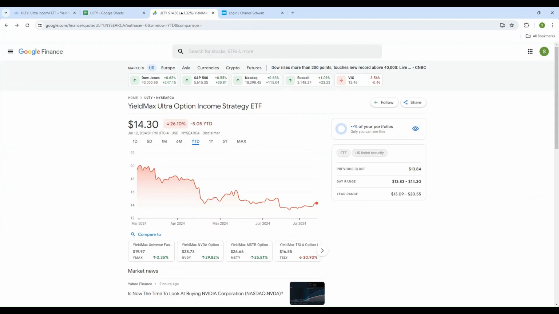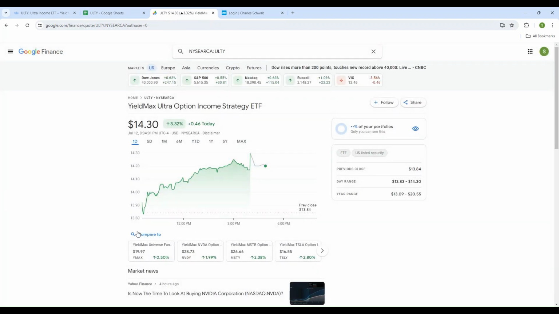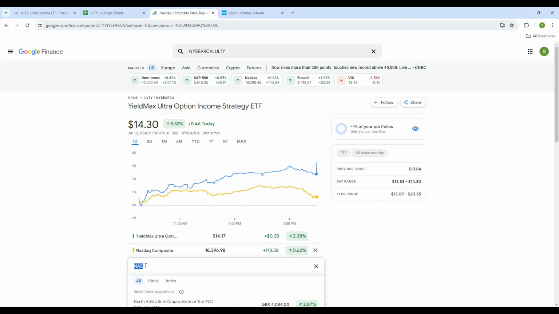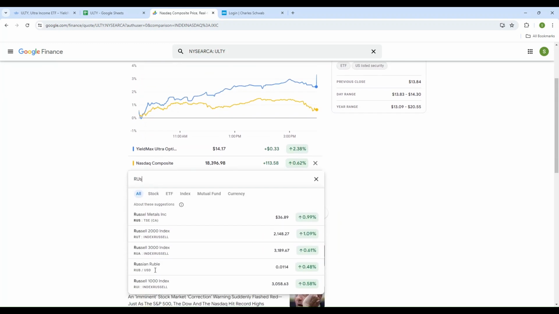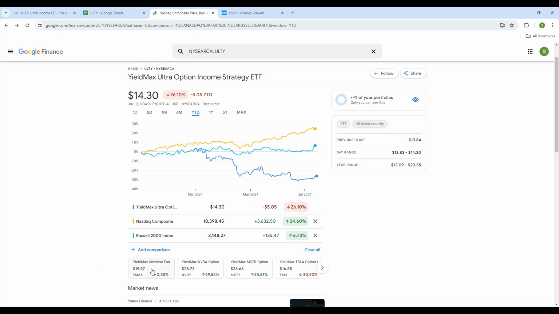Let's look over here. This is the Google. I have this ULTY. Now compare this with NASDAQ. Now let's do Russell 2000. So I did a comparison of ULTY with NASDAQ and Russell. If you look at that, NASDAQ went up 25%, Russell went up 7%, but ULTY dropped almost 26%. The change in the value is $5.05.